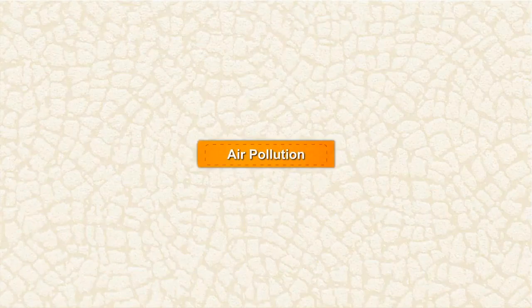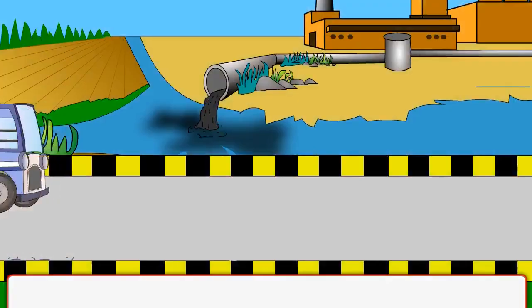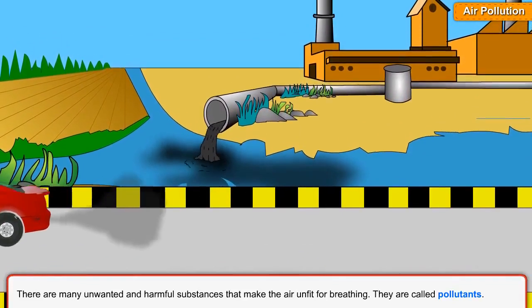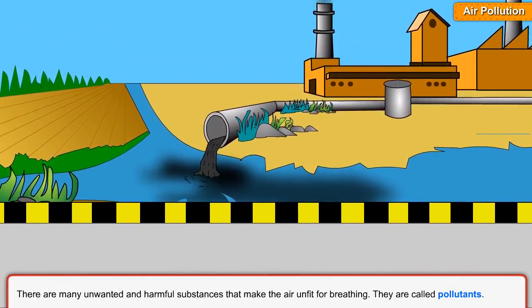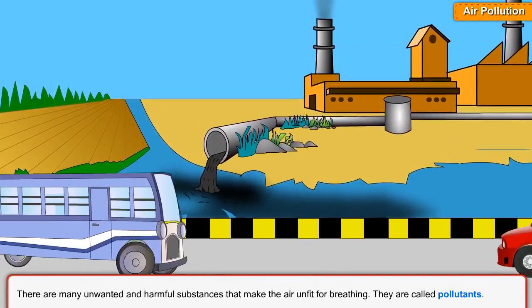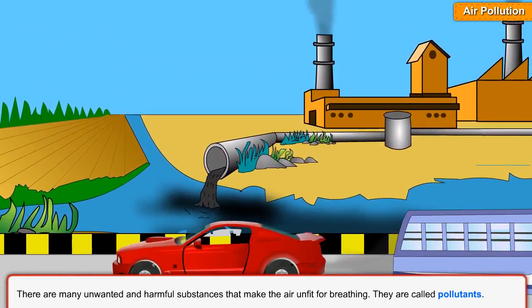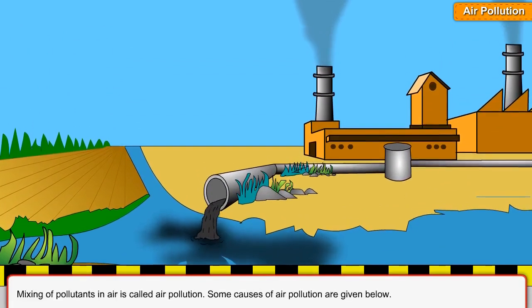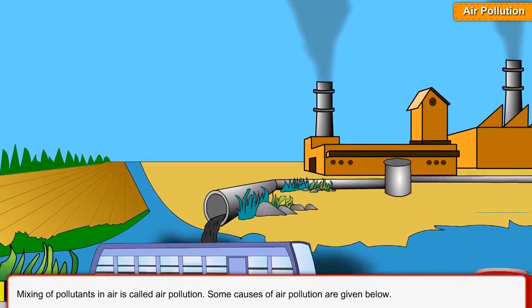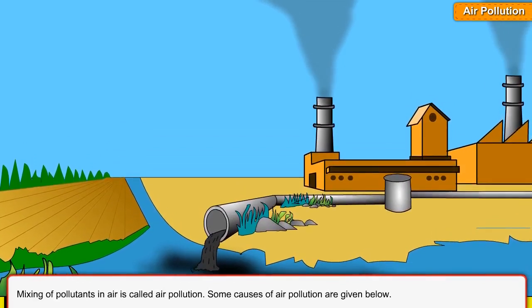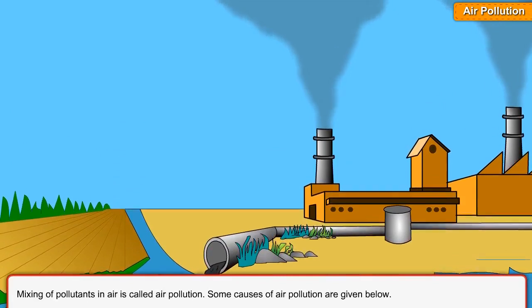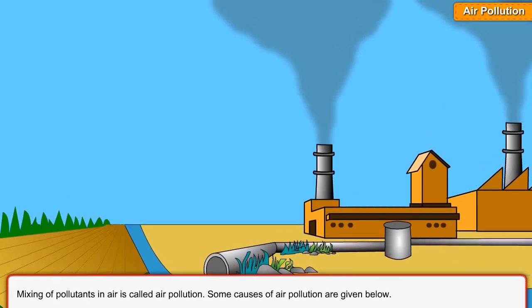Air pollution. There are many unwanted and harmful substances that make the air unfit for breathing. They are called pollutants. Mixing of pollutants in air is called air pollution. Some causes of air pollution are given below.